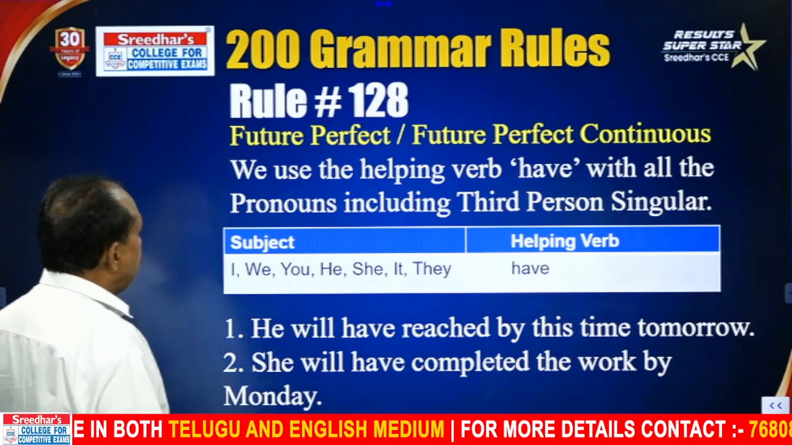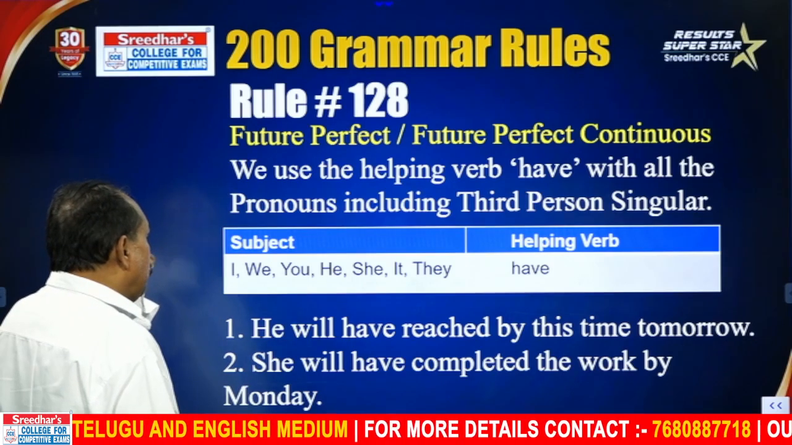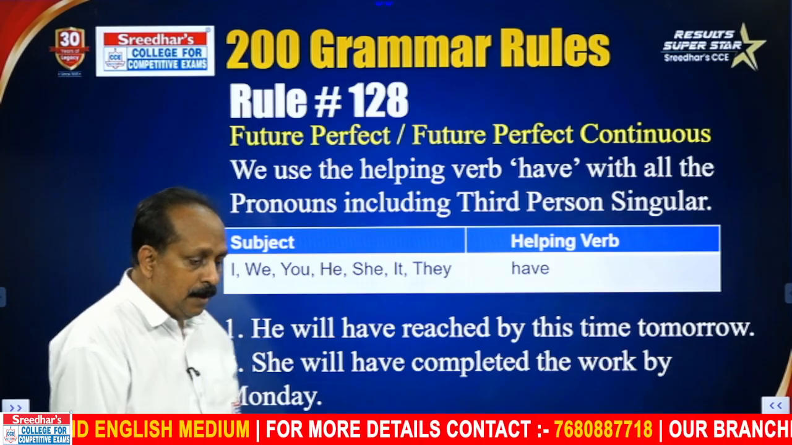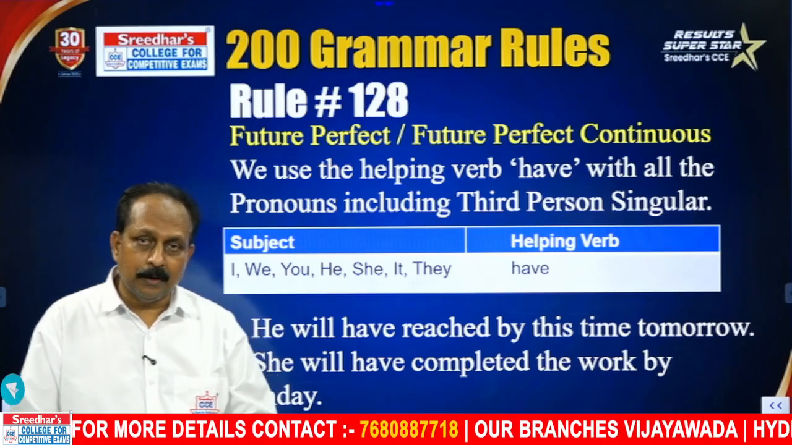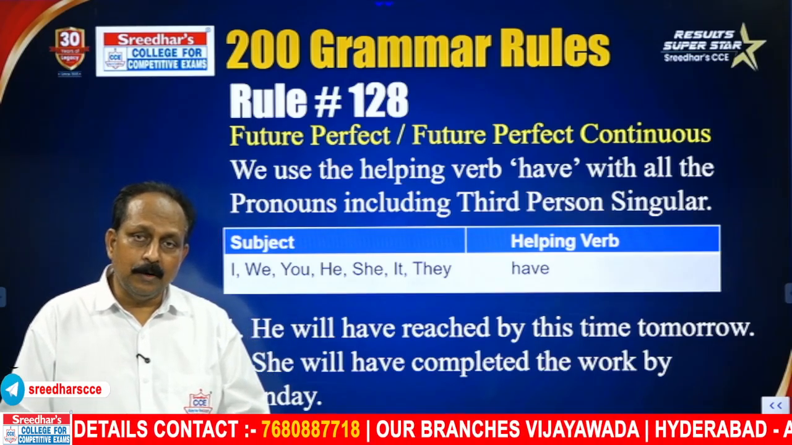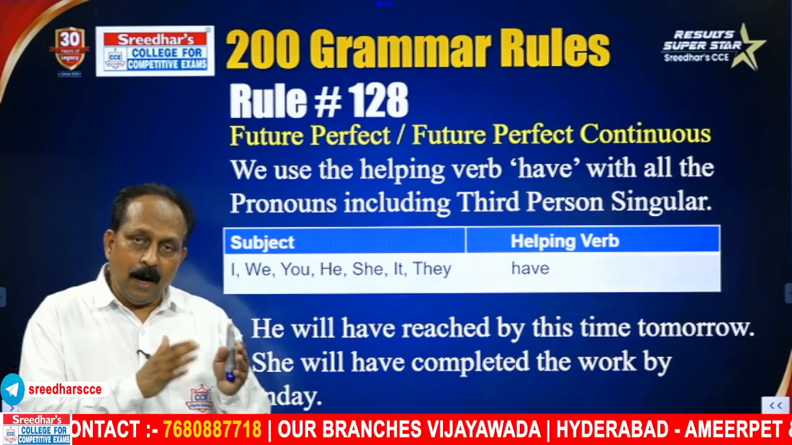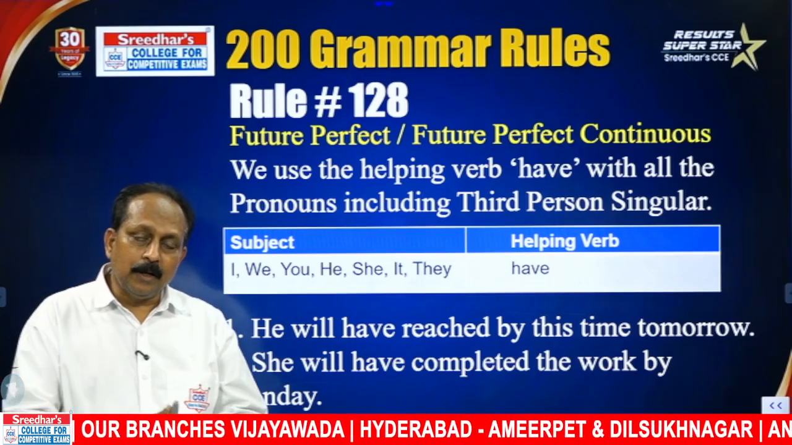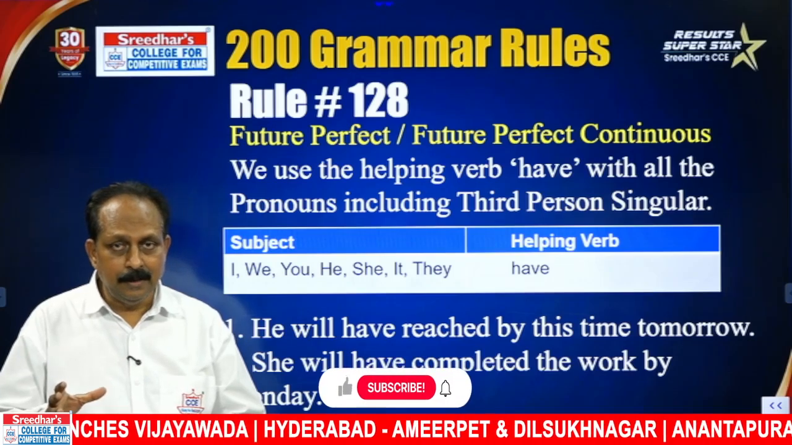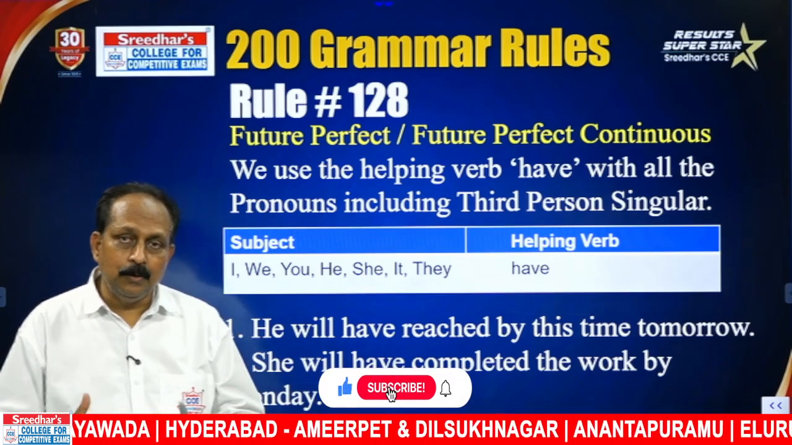Rule number 128, future perfect continuous. This is an important rule because it goes against what you have learned so far. What have you learned so far? With I, we, you, they, we use have. With other pronouns, we use has. But here, whatever the subject, we use have.